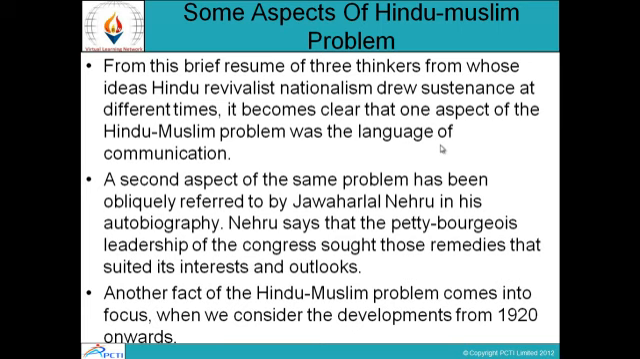A second aspect of the same problem has been obliquely referred to by Jawaharlal Nehru in his autobiography. Nehru says that the petty bourgeois leadership of the Congress sought those remedies that suited its interests and outlooks. Nehru said that the petty bourgeois leadership of the Congress was only giving solutions and remedies which suited their interests and outlooks rather than the people's. Another facet of the Hindu-Muslim problem comes into focus when we consider the developments from 1920 onwards. When those developments are covered, more elements of the Hindu-Muslim problem come into the picture.